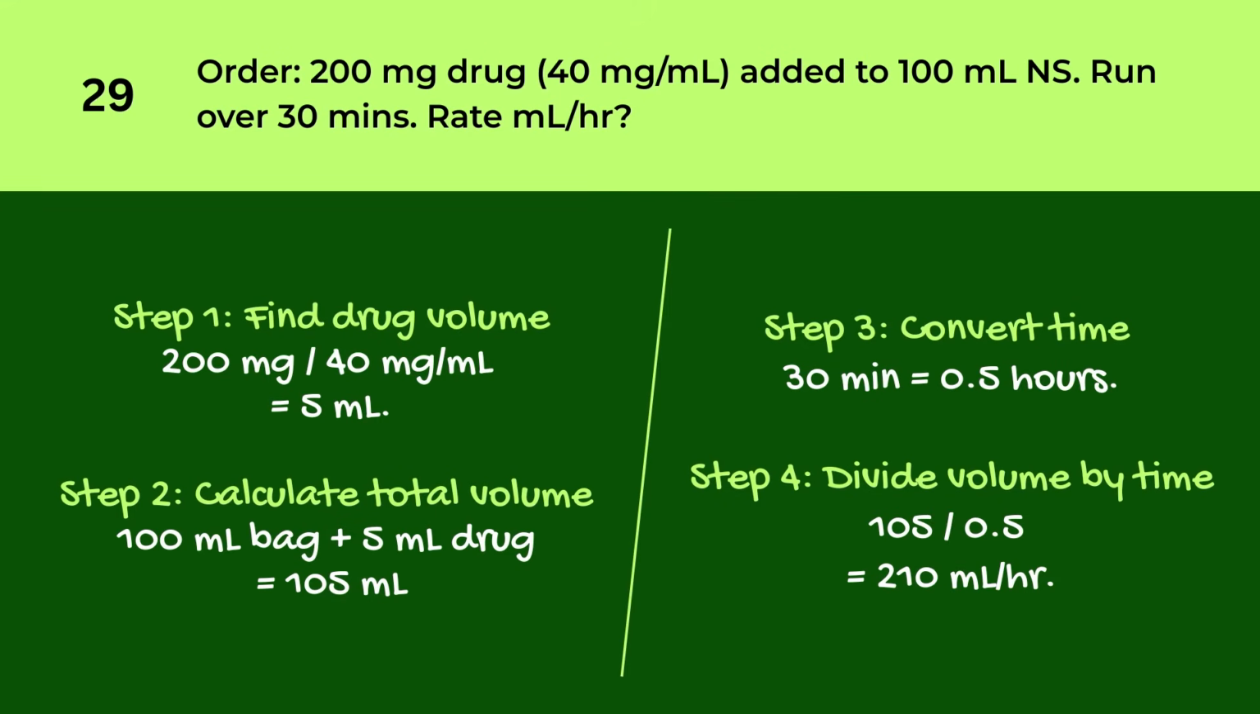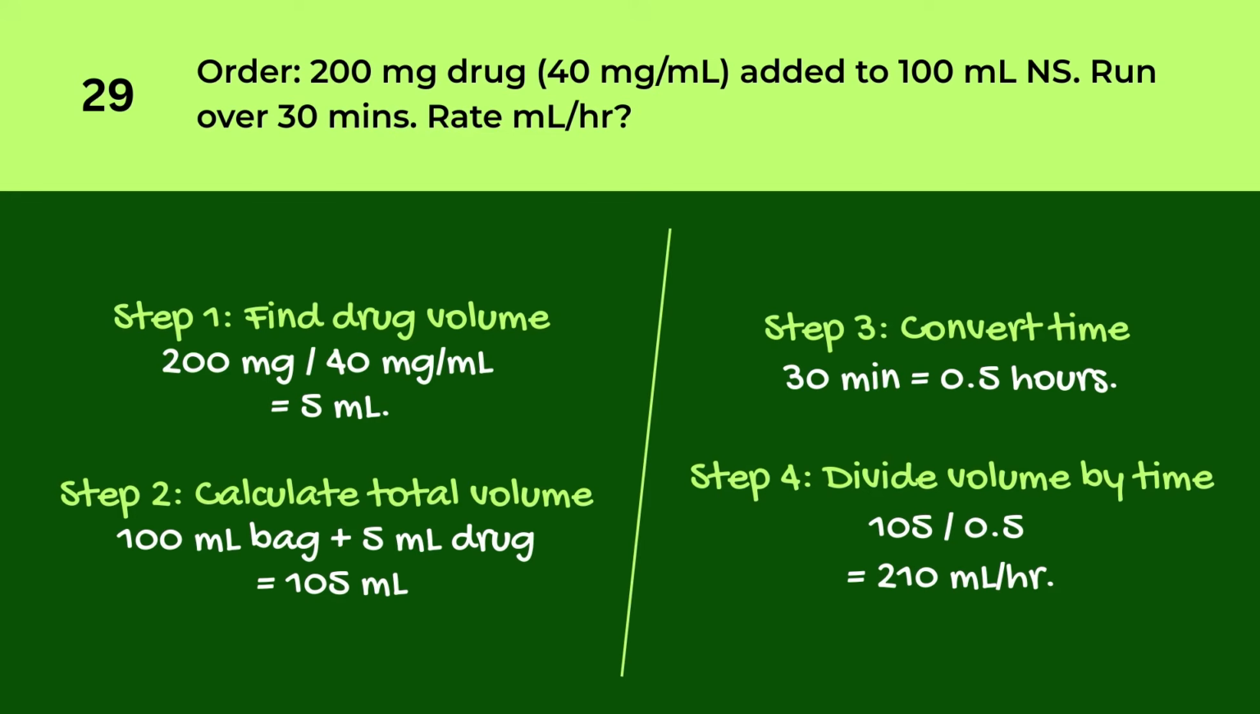Step 1 is to find the volume of the drug we are adding. 200 milligrams divided by 40 milligrams per milliliter equals 5 milliliters. Step 2 is the total volume. We add that 5 milliliters to the 100 milliliter bag, giving us 105 total milliliters. Step 3 is the time. 30 minutes is 0.5 hours. Finally, to get the rate, we divide 105 milliliters by 0.5 hours. Dividing by a half doubles the number to 210.